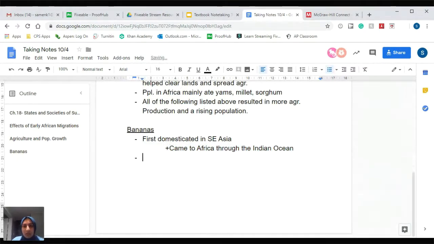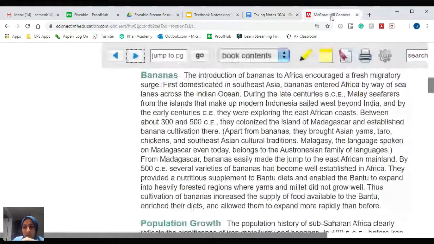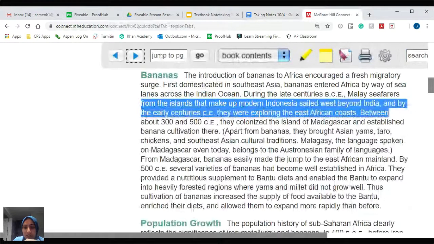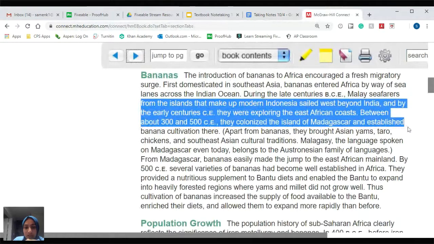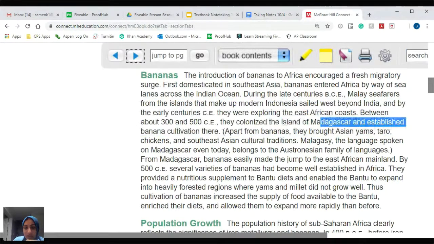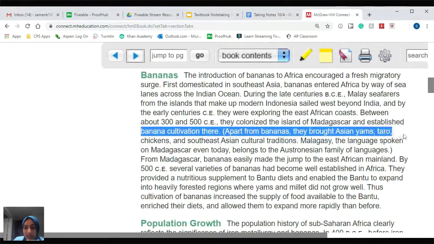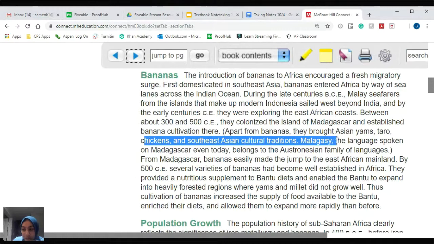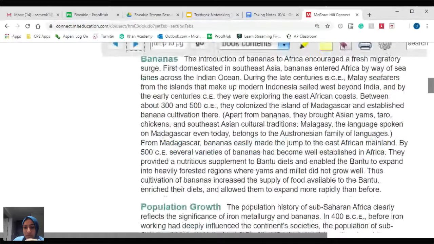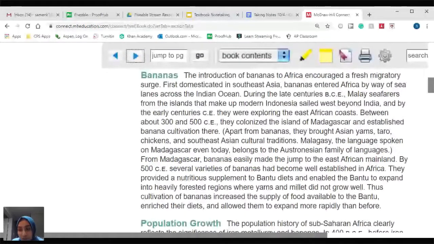And then let's see what else. During the late centuries, Malay seafarers from the islands that make up modern Indonesia sailed west beyond India, and by the early centuries, they were exploring the East African coasts. Between 300 and 500 CE, they colonized the island of Madagascar and established banana cultivation there. Apart from bananas, they brought Asian yams, taro, chickens, and Southeast Asian cultural traditions. Malagasy, the language spoken on Madagascar even today, belongs to the Austronesian family of languages. Okay, so we have a little section on how bananas came to Africa and who brought them here.